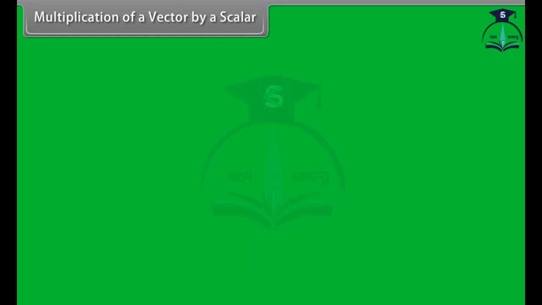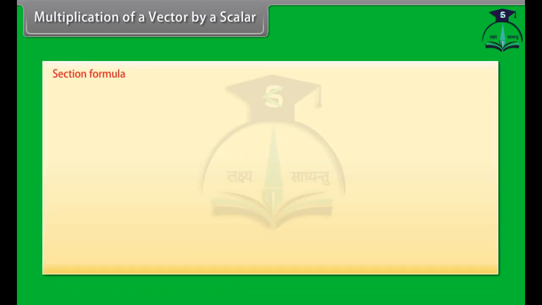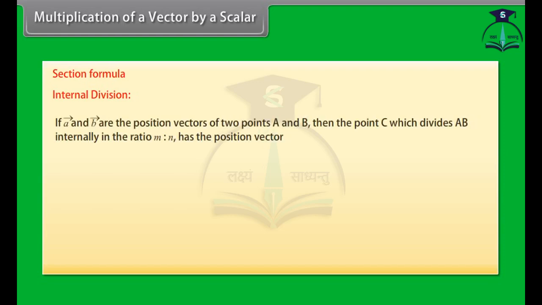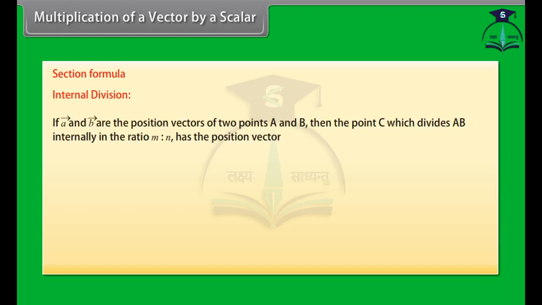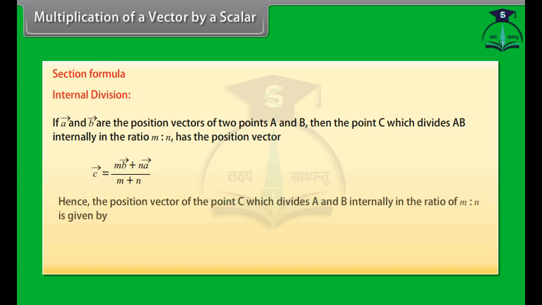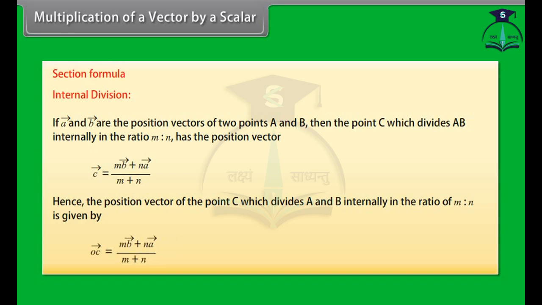Multiplication of a vector by a scalar. Section formula. Internal division. If vector A and vector B are the position vectors of 2 points A and B, then the point C, which divides AB internally in the ratio m:n, has the position vector vector C equals (m into vector B plus n into vector A) by (m plus n). Hence, the position vector of the point C, which divides A and B internally in the ratio m is to n, is given by vector OC equals (m into vector B plus n into vector A) by (m plus n).